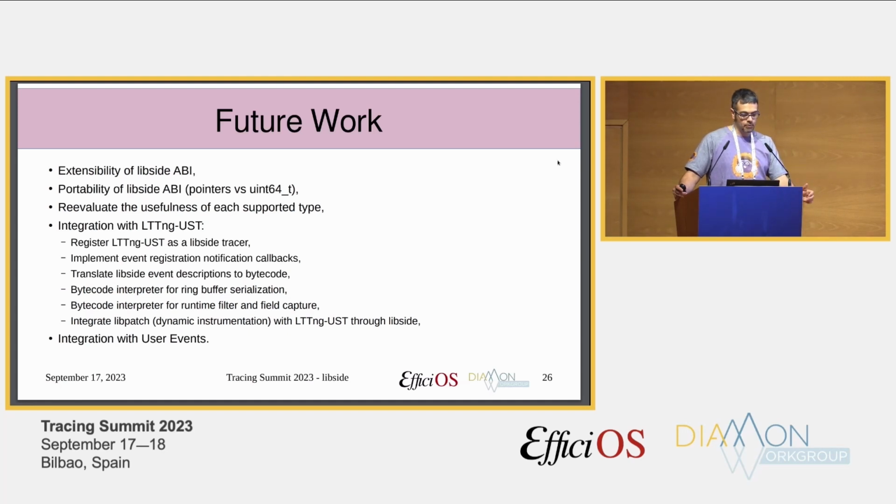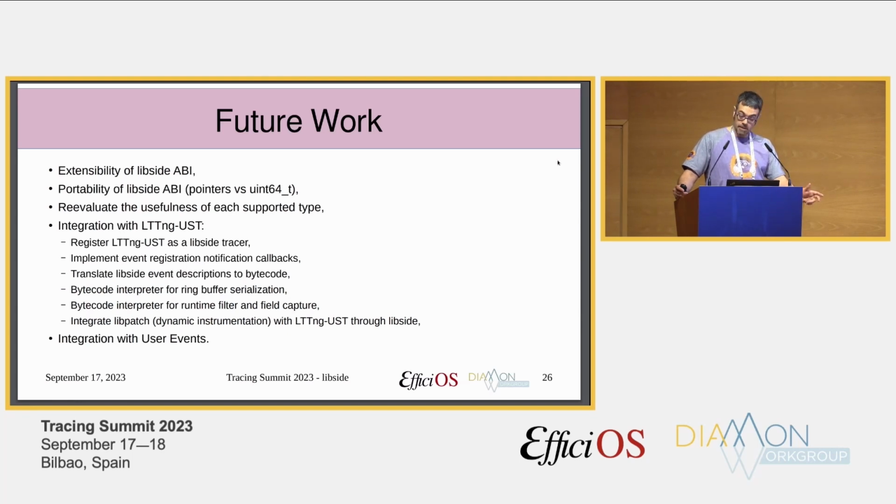Another step will be to reevaluate the usefulness of each supported type. Maybe there are some that are redundant in terms of covering use cases. All the types we have there require the tracers to support each of these. So it's added complexity, and it's always good to think twice about this before doing a release.